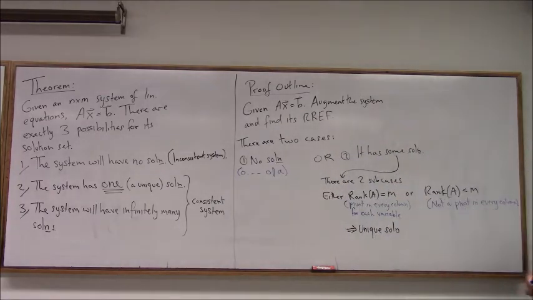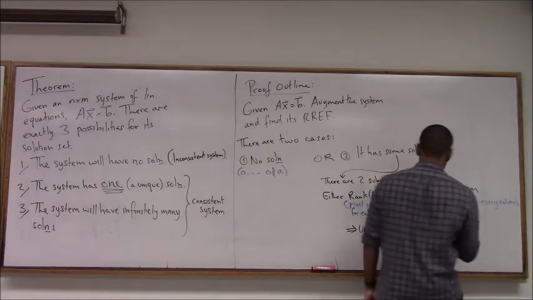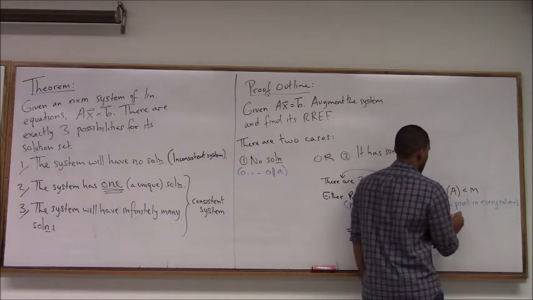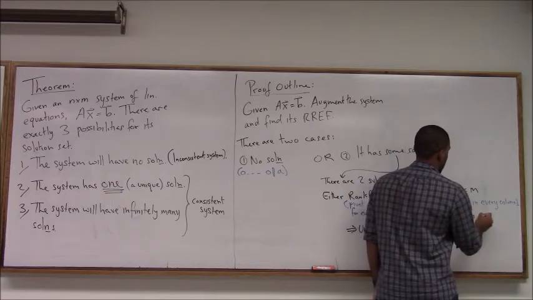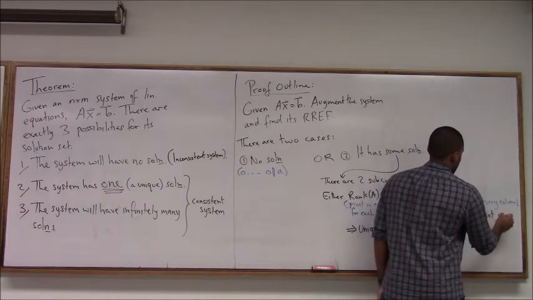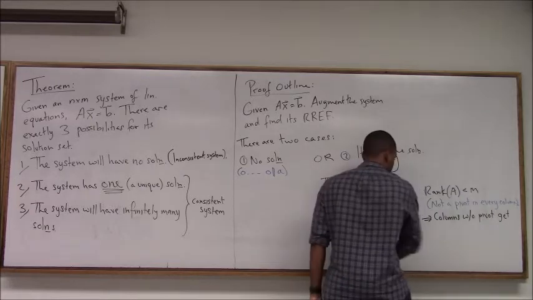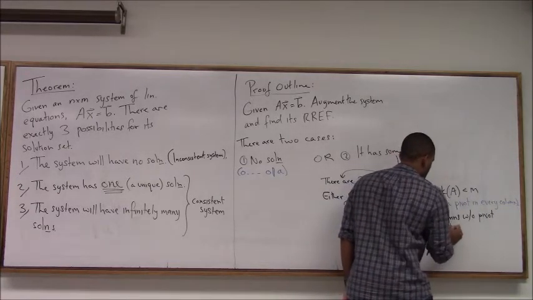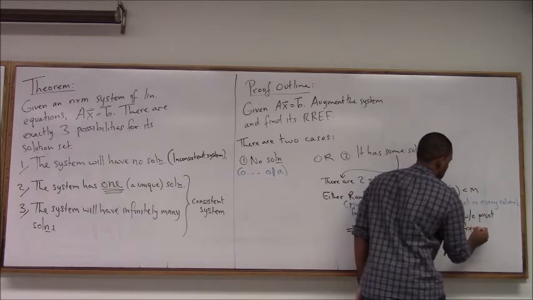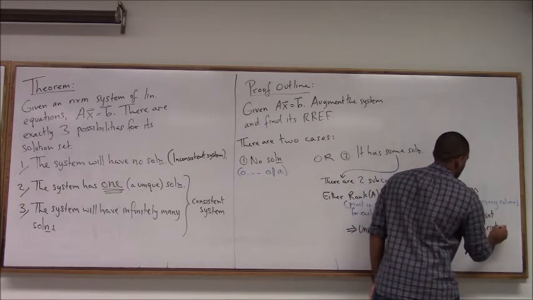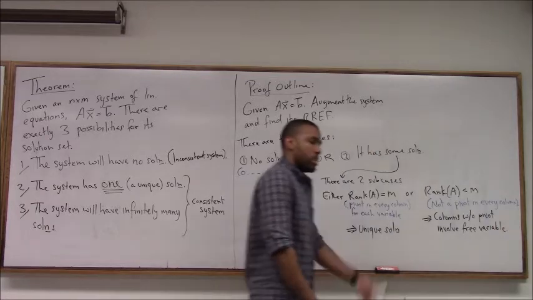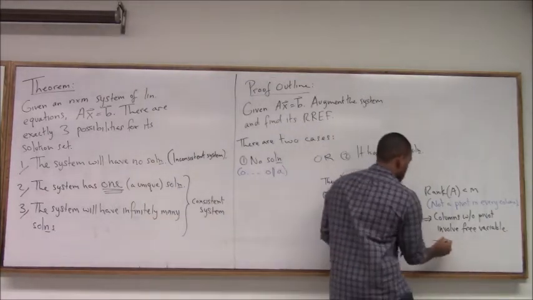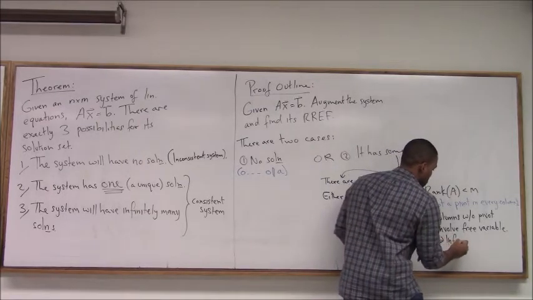If there's not a pivot in every column, what happens? Columns without pivots invoke free variables. So any column that doesn't have a pivot, the variable that controls that column gets to be whatever it wants. So this means you have infinitely many choices.